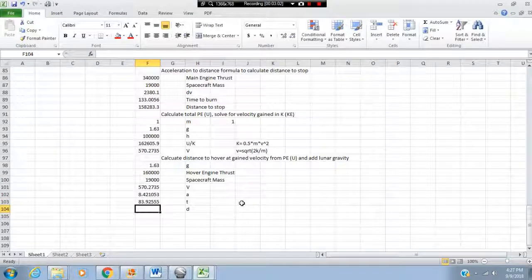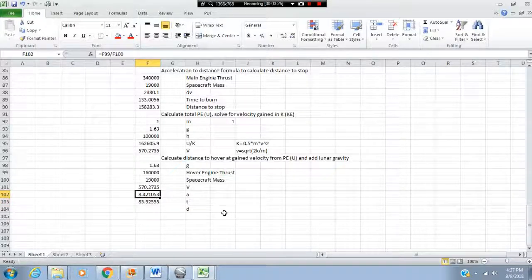It's going to take 84 seconds to kill the speed. Please note, if that number's negative, it means one of two things. One, you did your calculation wrong, or two, gravity is stronger than your hover engines, which means your hover engines are insufficient, and that's the time that it's going to take until you die on the surface.